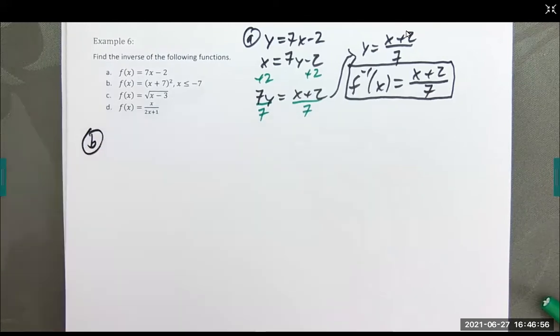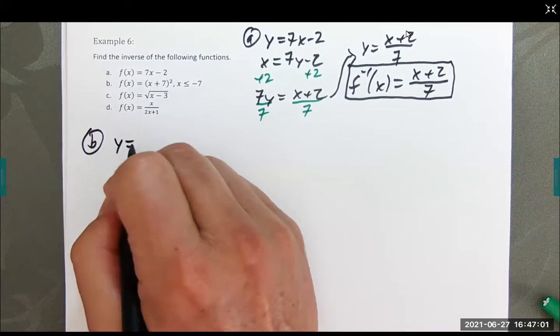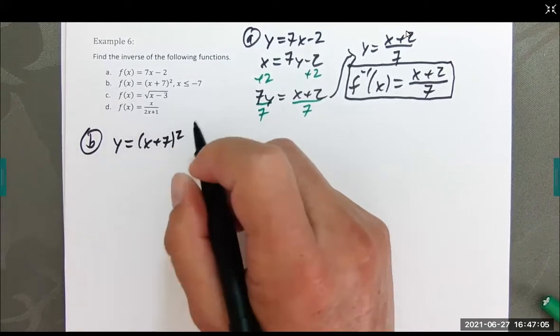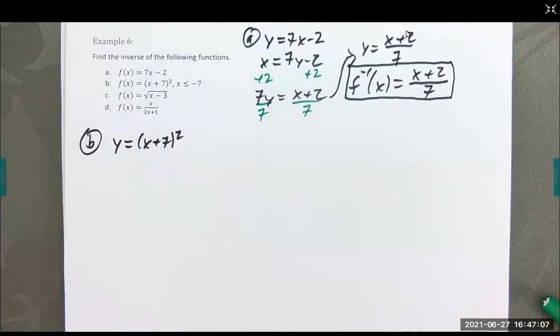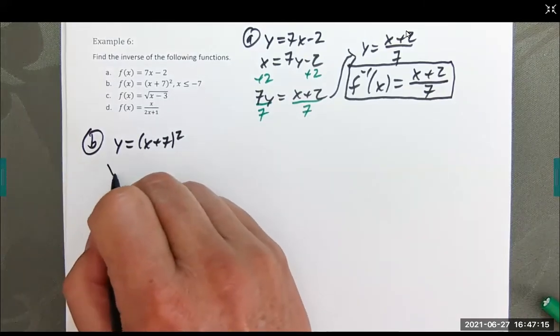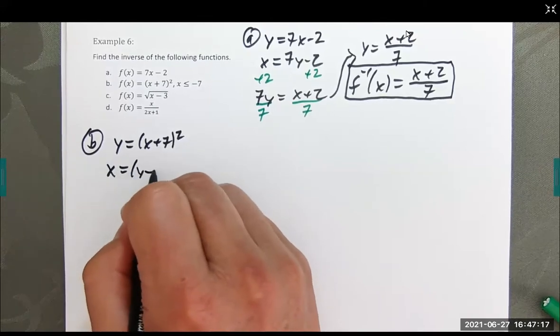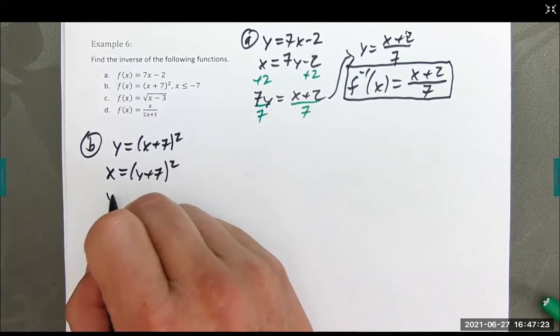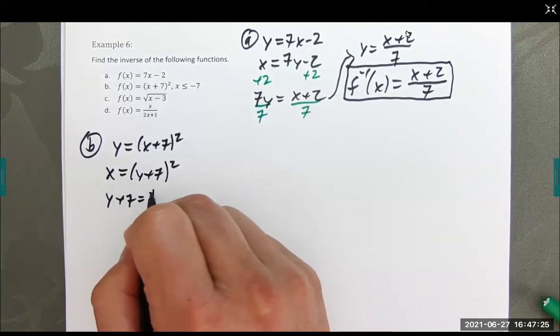All right, part B. So I'm going to rewrite it. And we have an extra thing where x is going to have to be less than or equal to -7. We'll talk more about that here in just a moment. So let's go ahead and swap out the x's and y's. And now I need to solve for y. So y plus 7 is going to equal plus or minus the square root of x.